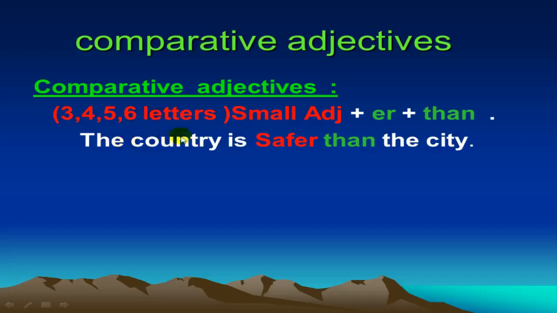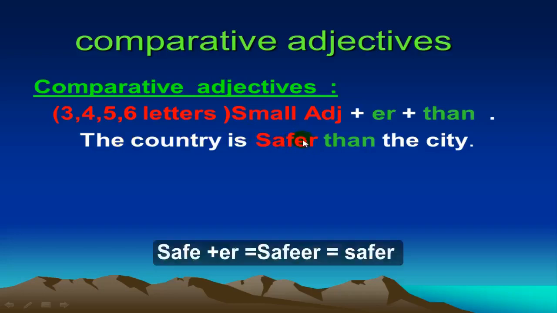The country is safe. And then you put what? ER. I have here another E. And so we put only R. The country is safer. Safer than the city. So here we have small adjective, ER, than.